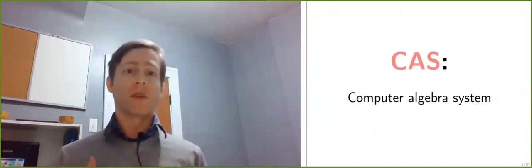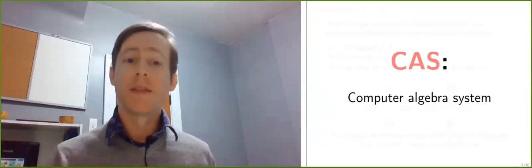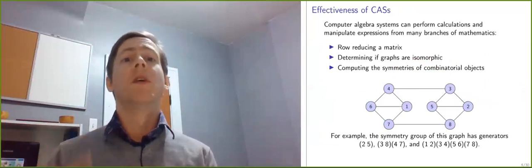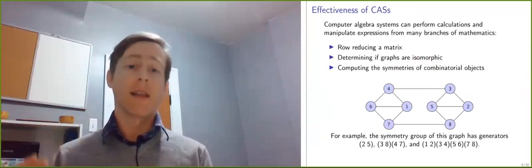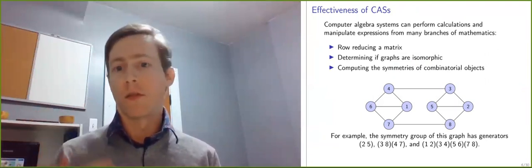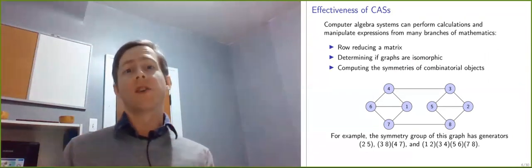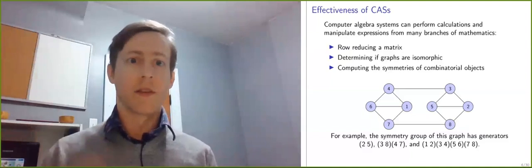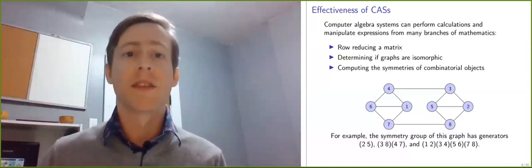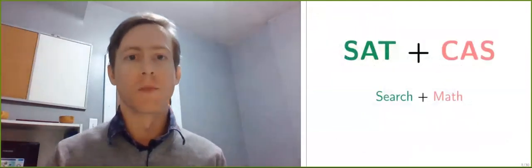The other type of software we use is known as a CAS, or computer algebra system. And these are software which is designed to do mathematics at a very high level. You can give them mathematical objects like matrices or graphs or groups, and then ask to do computations with those objects. Here's a graph that you could ask, okay, what are the symmetries in this graph? And then do computations in that automorphism group.